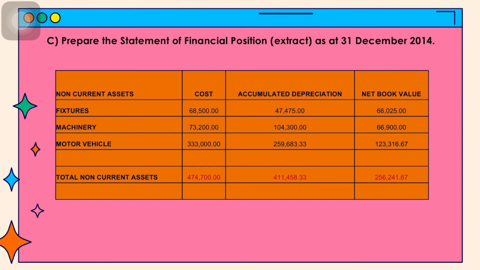For the motor vehicle, the cost is 333,000. Accumulated depreciation is 259,683.33, and the net book value is 123,316.67. And the total for non-current assets is 474,700, the total for accumulated depreciation is 411,458.33, and the total for net book value is 256,241.67.